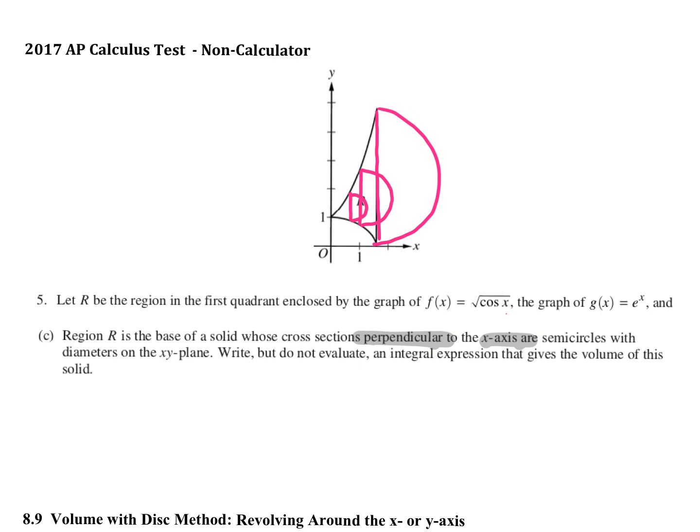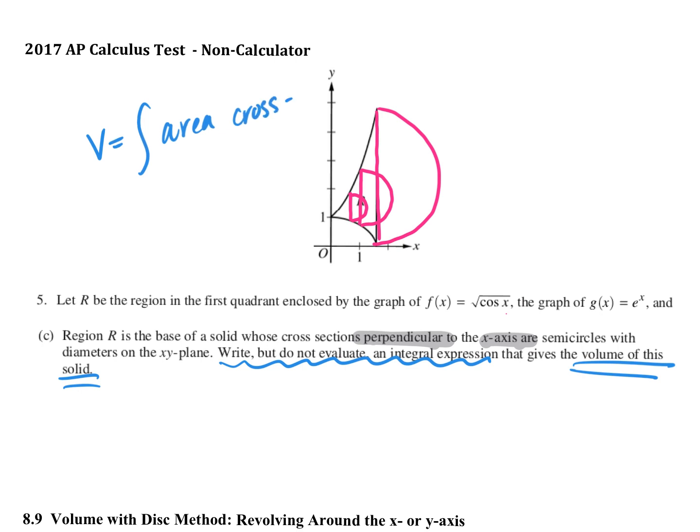So we're going to have all these semicircles sticking out. The diameters are on that XY plane. Do not evaluate an integral that gives the volume of this solid. Just a reminder from what we did on block day: we're going to integrate the area of the cross section. That's how you find the volume.